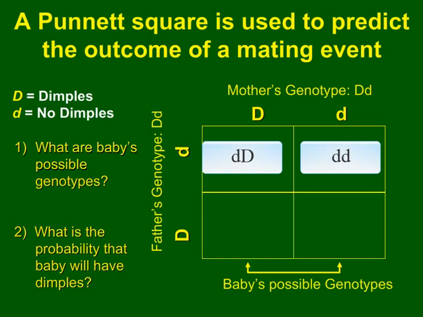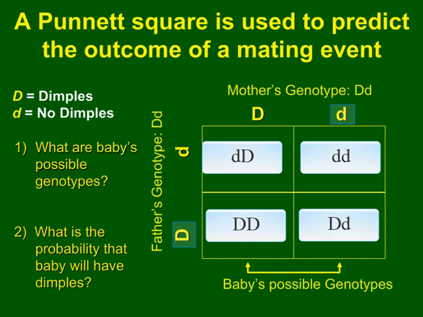Again, go down to the bottom. What would happen if we had our father's sperm that was big D get together with our mother's egg that was also dominant, or big D, and there we'd have a zygote that is big D, big D, or homozygous dominant. And finally, it was possible that our father's big D sperm got together with our mother's little d egg, in which case we'd have another heterozygote, or big D, little d.